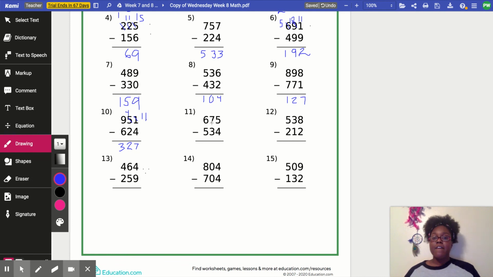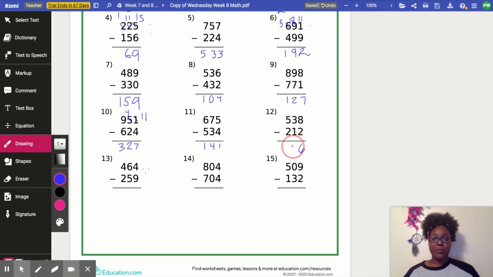Number 11, 5 take away 4 is 1. 7 take away 3 is 4. And 6 take away 5 is 1. The difference is 141.